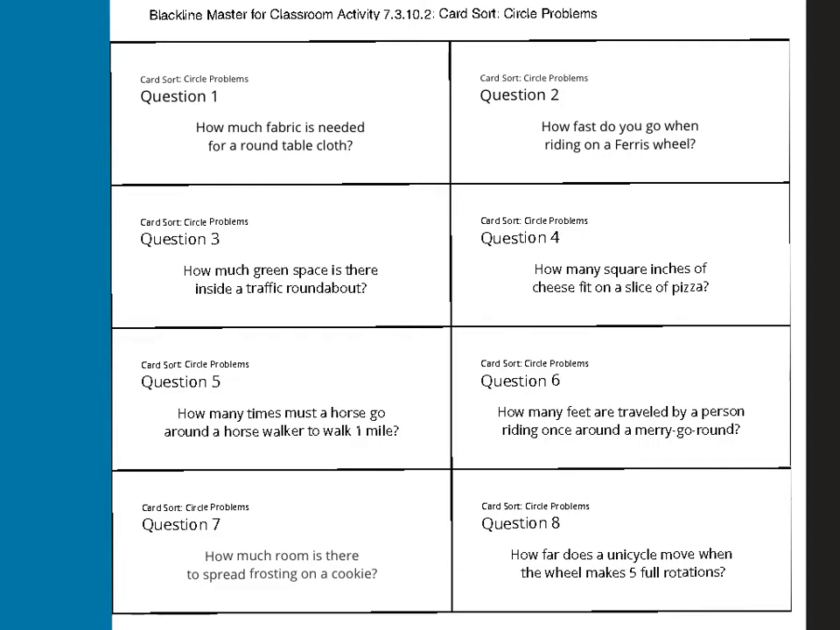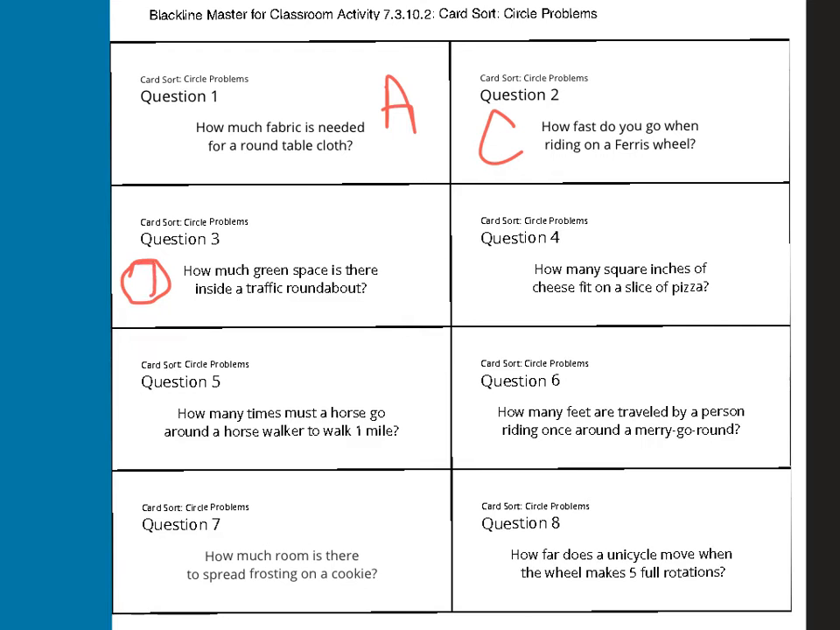Number 1, how much fabric is needed for a round tablecloth? If you think, a tablecloth is used to cover the table, right? So we're covering something up, so that is area. Number 2, how fast are you riding on a Ferris wheel? Well, when you ride on the Ferris wheel, you ride around the outside of the Ferris wheel, so that would be circumference.